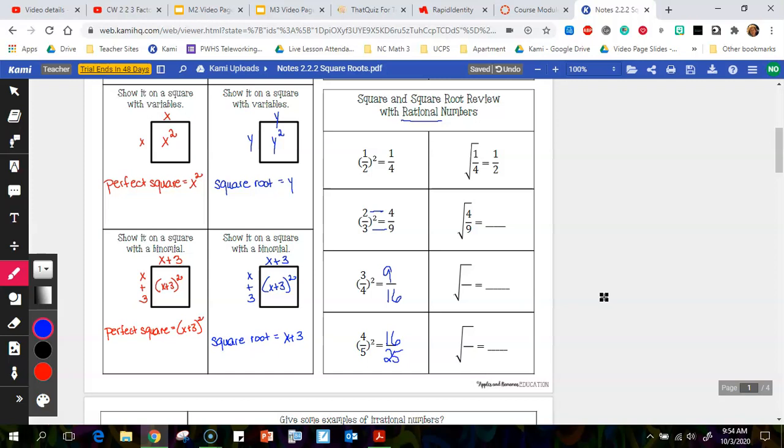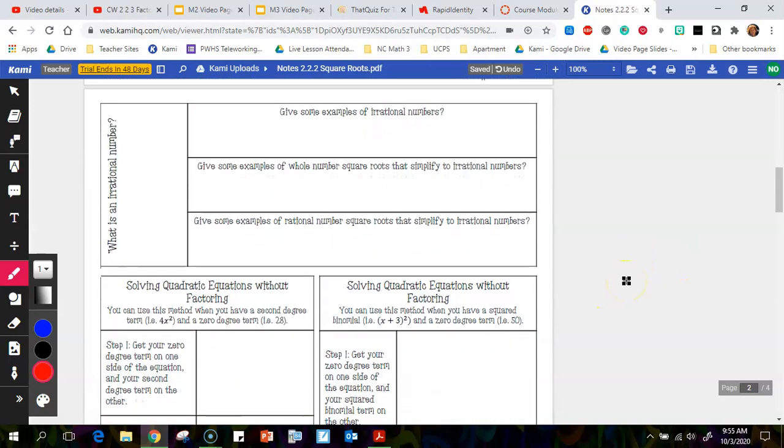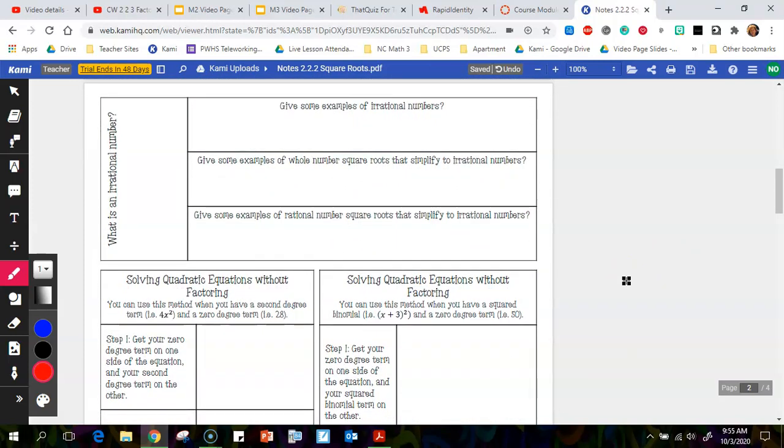We could do the same thing over here. If we took the square root of 9/16, the square root of 9 is 3, and the square root of 16 is 4. Then if we took the square root of 16/25, the square root of 16 is 4 and the square root of 25 is 5, so it would be 4/5. So you can take the square root of fractions. You have to take the square root of both the numerator and the denominator.